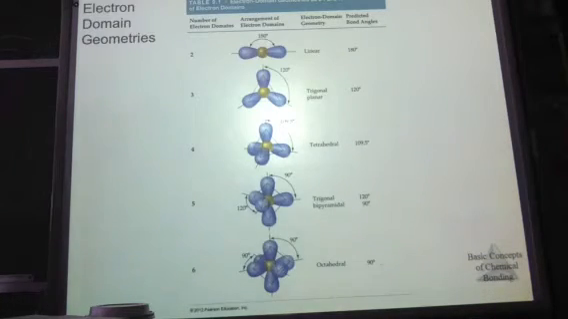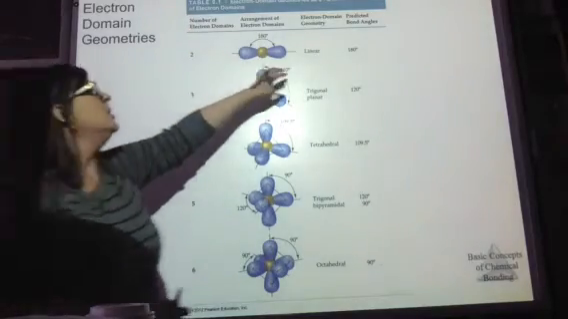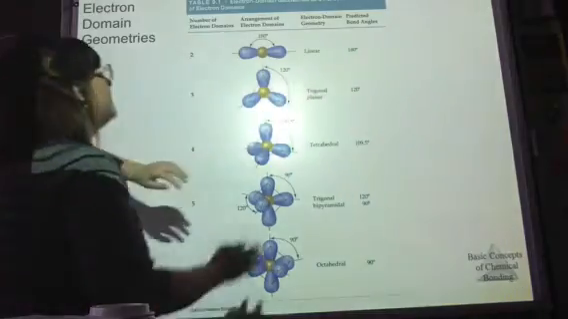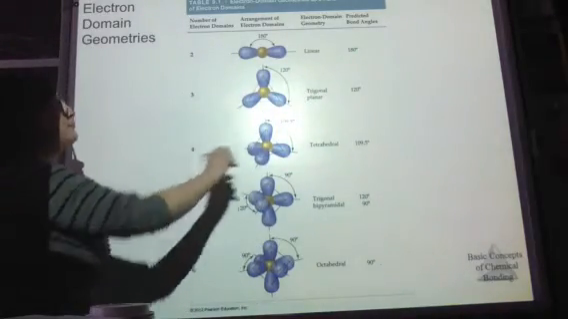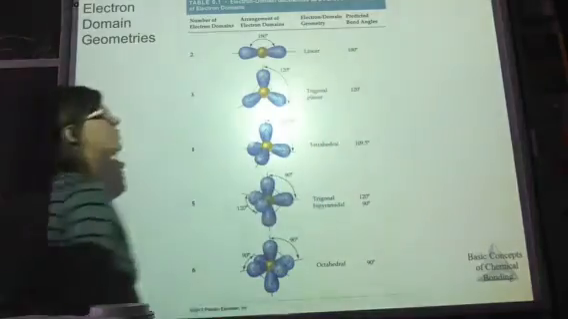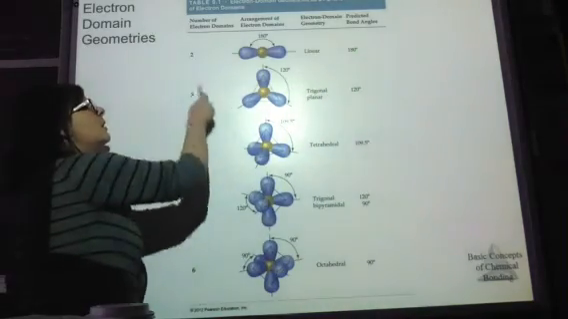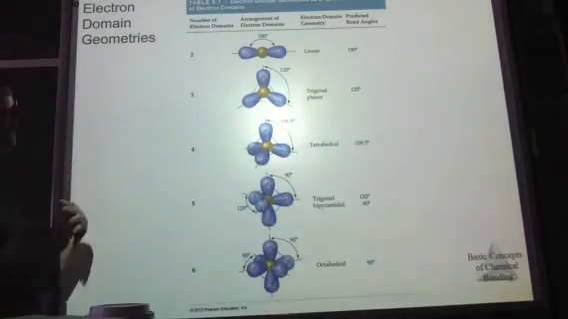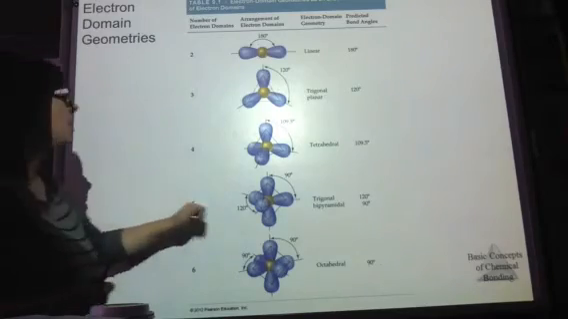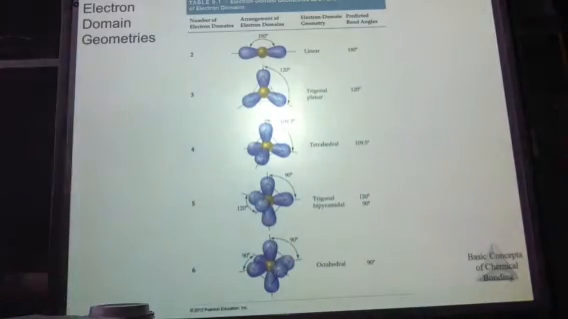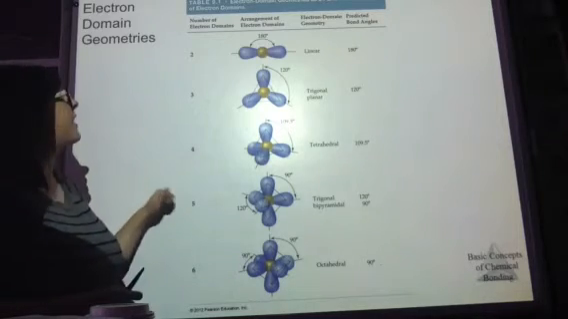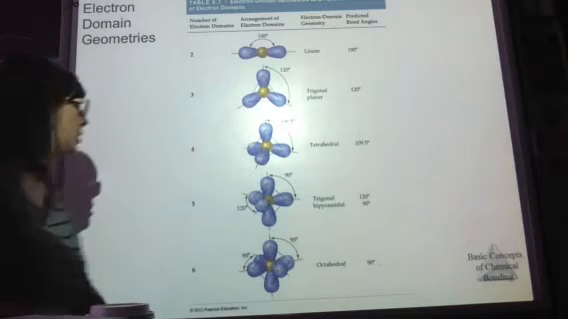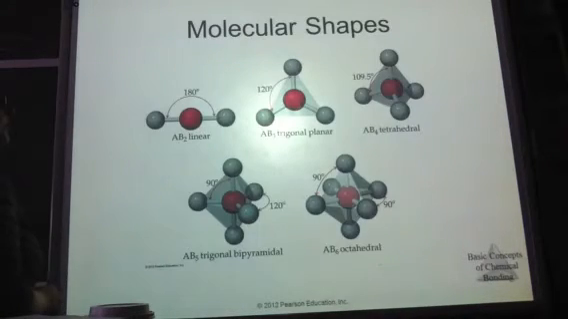So we have some different electron domain geometries. We have a linear electron domain geometry. This is table 9.1 in your book. Linear means that there are 2 electron domains. I have trigonal planar electron domain geometry. That means there's 3 electron domains. There's a tetrahedral electron domain geometry, tetra 4, so there's 4 electron domains. Trigonal bipyramidal is an overarching electron domain geometry. That means we have 5 electron domains. And octahedral means that we're going to have 6 electron domains.